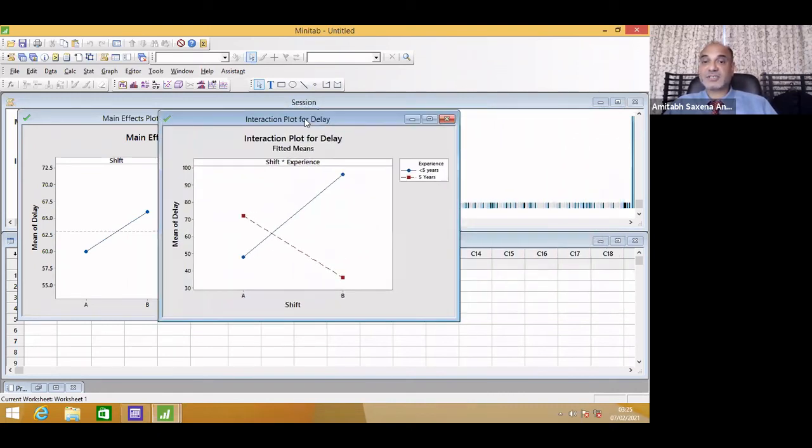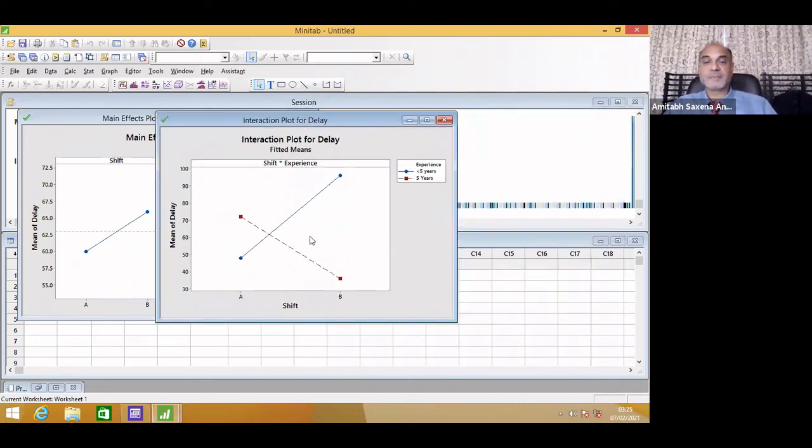But there is an interaction between the two. So less than 5 years is blue and more than 5 years is red. So less than 5 years and more than 5 years.